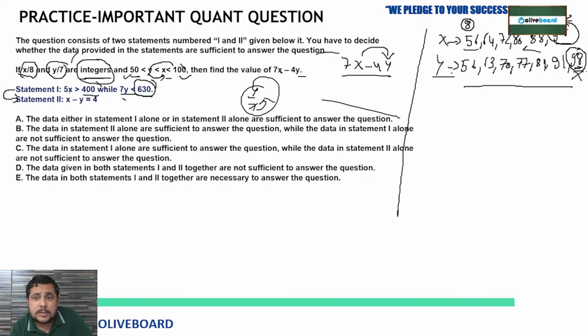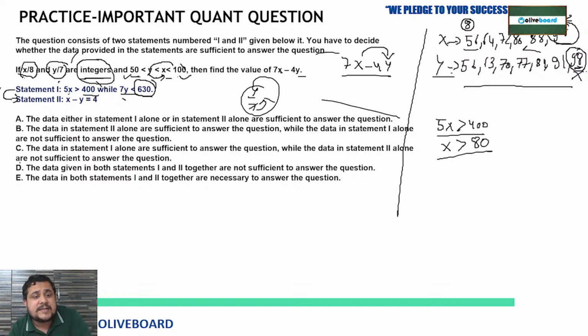Okay, now, so these are the possible values. Now we will go through the statements. I have taken all the values as per the given condition. Now statement 1: 5x is greater than 400. This is what is given to us. Now 5x greater than 400 means x is greater than 400 by 5, which means x is greater than 80.